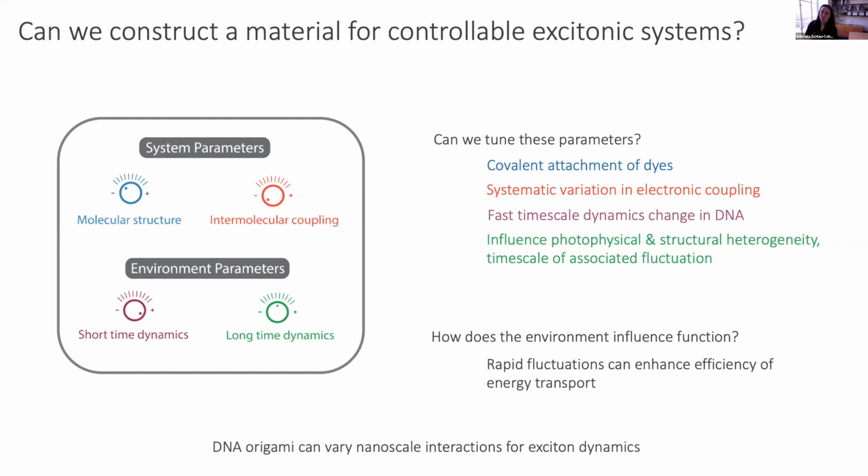And so hopefully what I've illustrated with this representative example here is that by using DNA origami, we can precisely control not just the position of dyes to control their electronic coupling and interactions, but we can actually control the properties of the surrounding environment, such as the scaffold, varying those interactions to influence the dynamics of an excitonic system.